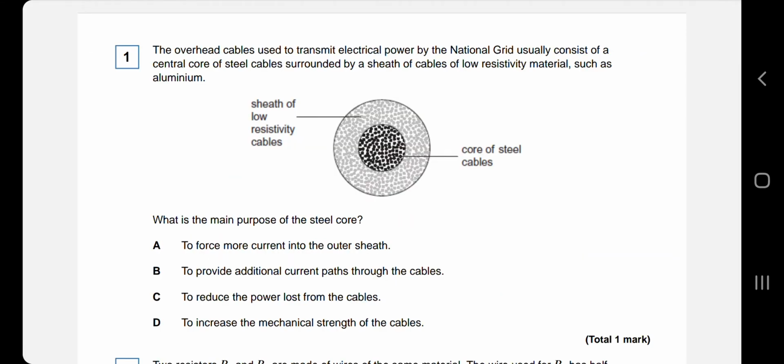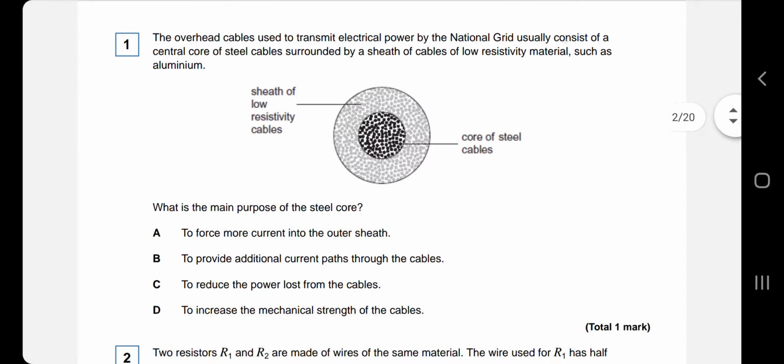First of all, question 1. The overhead cables used to transmit electrical power by the national grid usually consist of a central core of steel cables surrounded by a sheath of cables of low resistivity material, such as aluminium. What is the main purpose of the steel core? The low resistivity cables on the outside are for transmitting the electric current. The core of steel cables is simply to increase the mechanical strength of the cables.